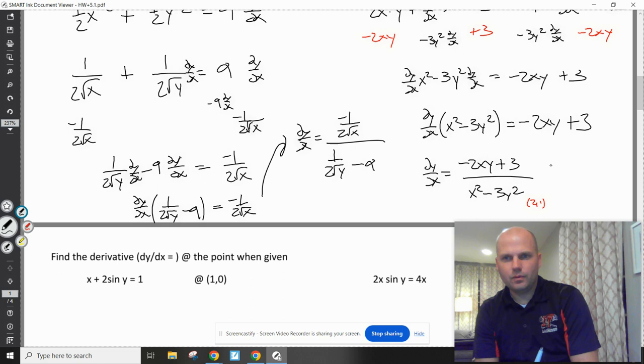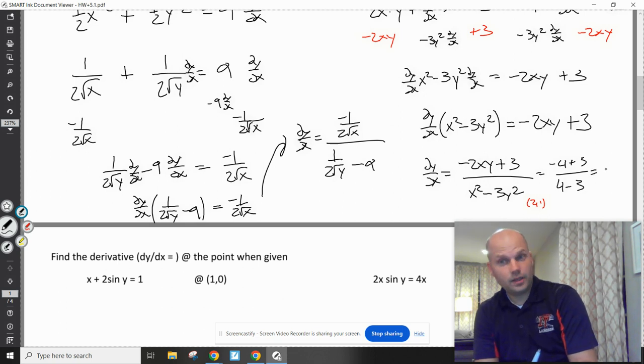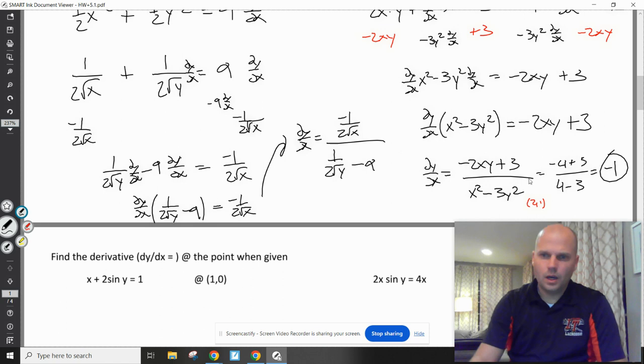All right, we got negative 2 times 2 times 1, which is negative 4. Negative 4 plus 3 over... this one. 2 squared is 4, minus 3 times 1 squared is 3. So I got negative 1. I want to see this.